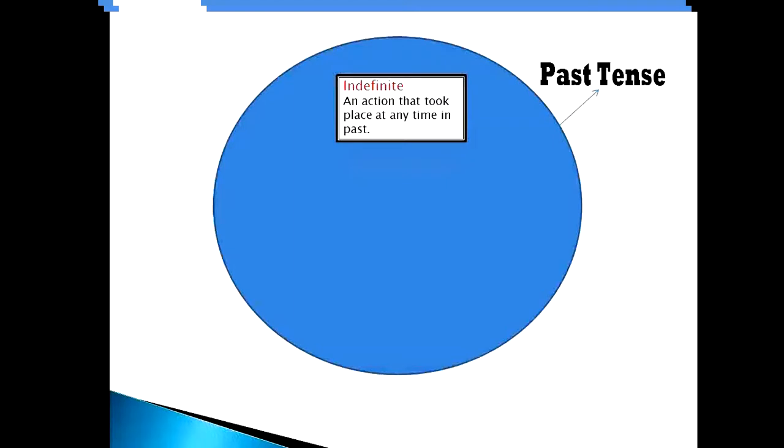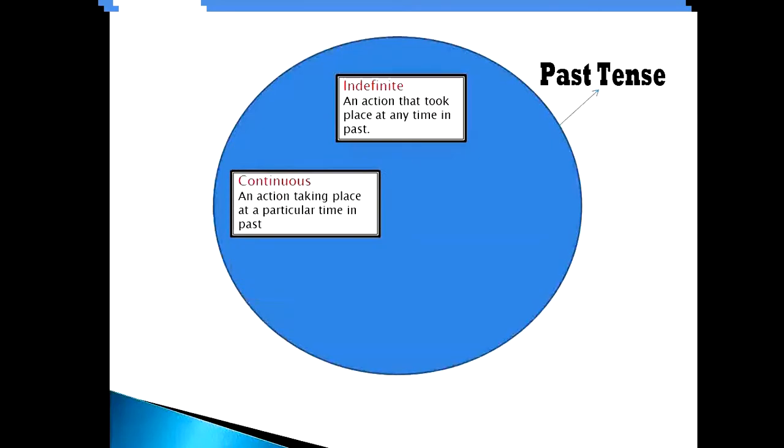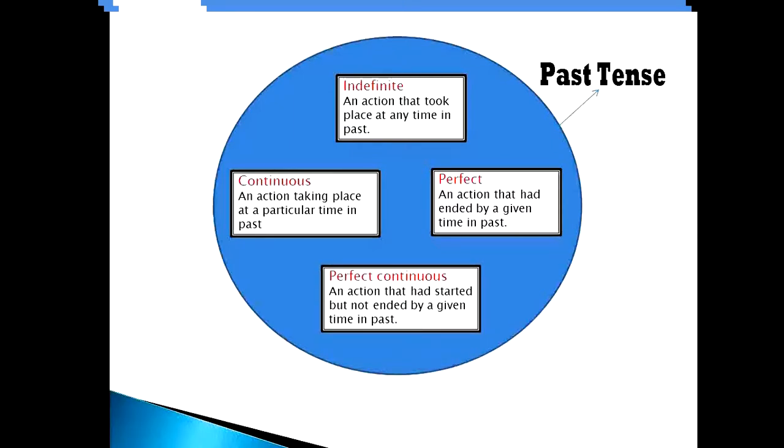For all those actions that took place at any time in past, indefinite aspect is used. And for all those actions that were taking place at any particular time in past, continuous aspect is used. Perfect is used for all those actions that had ended by a given time in past, and perfect continuous is used for all those actions that had started before a given time in past and had not ended by then.